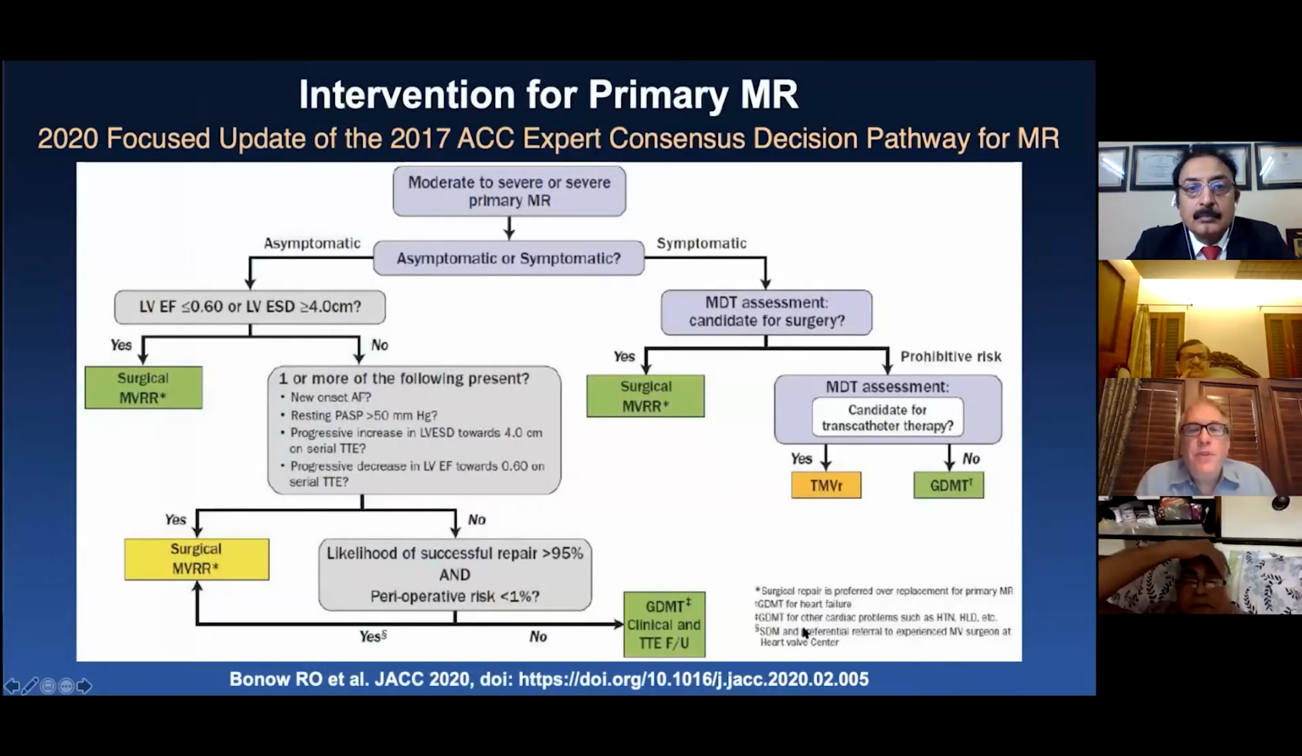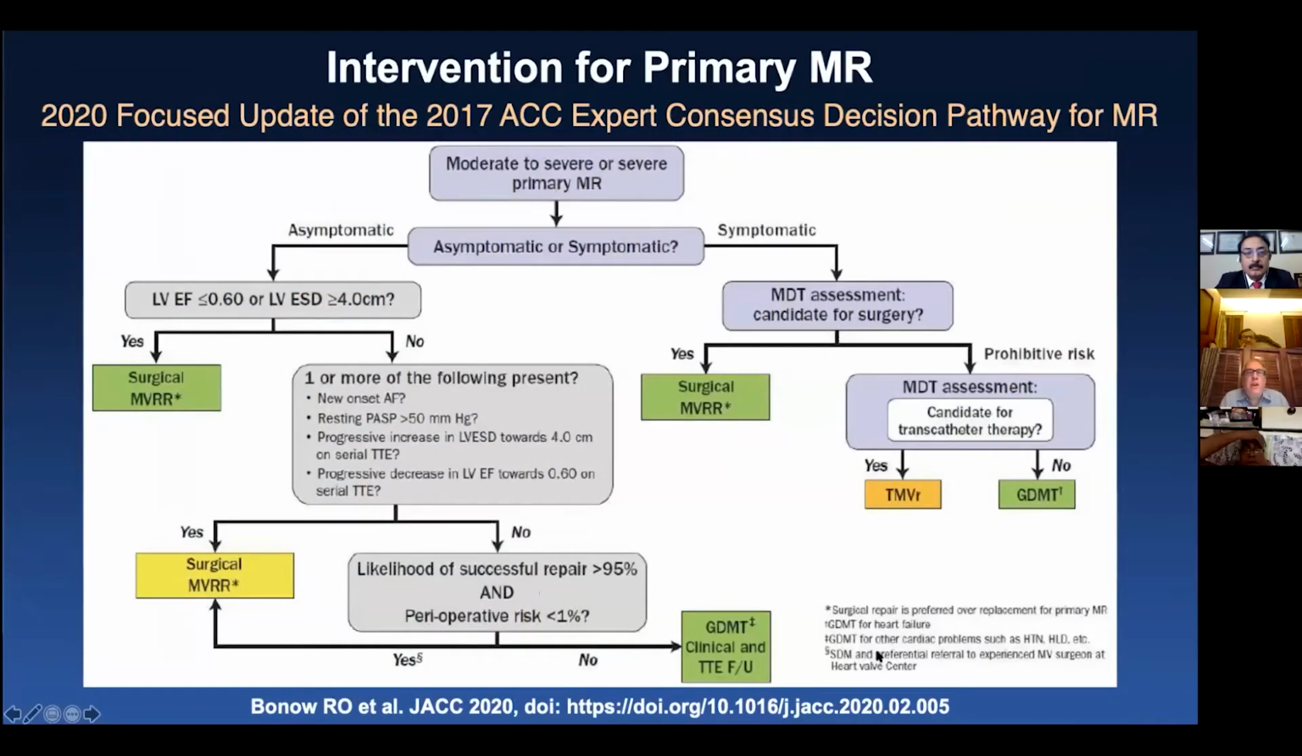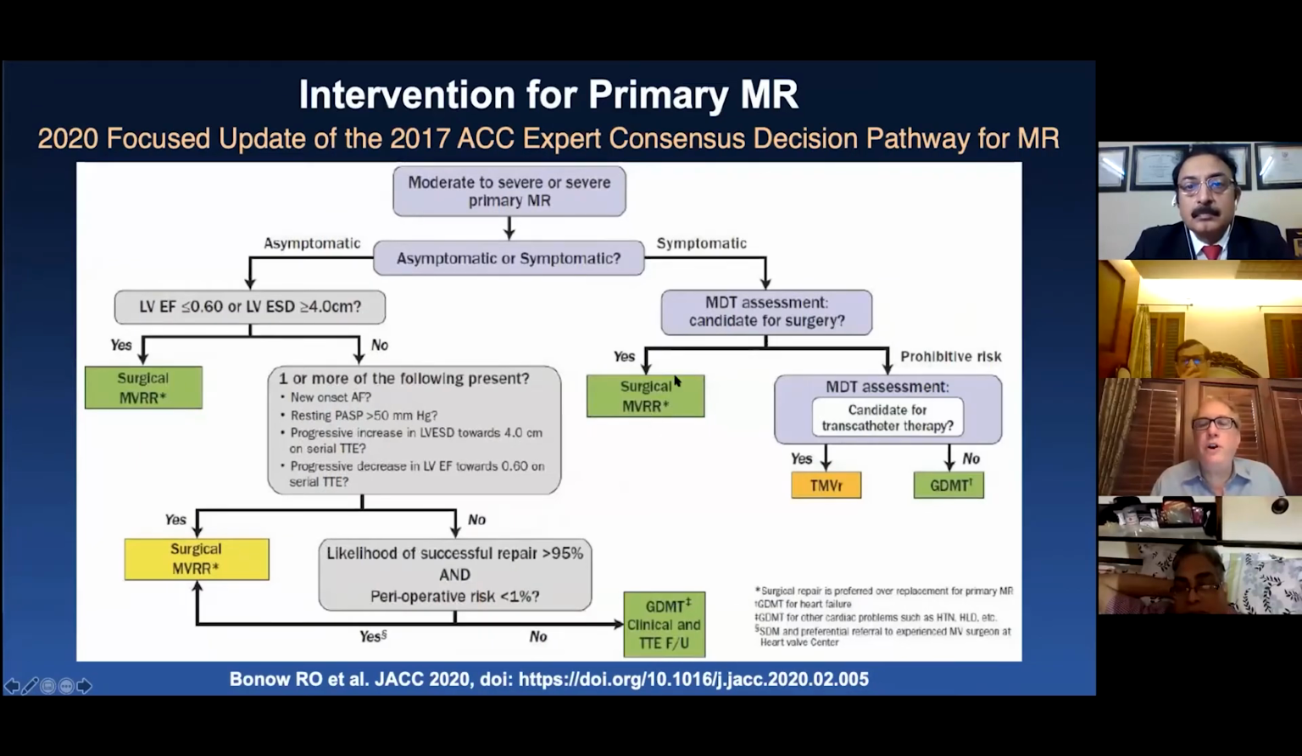So after this, what became clear was that for primary MR, surgery remained the standard of care. And these are the most updated 2020 guidelines from the United States. And you can see here for primary MR, they break it down into whether the patient is asymptomatic or symptomatic, and then according to left ventricular function and hemodynamic measures, they either recommend surgery or medical therapy. But if we look at the symptomatic patients, if the patient is considered a candidate for surgery, then surgical mitral valve repair or replacement, with repair strongly preferred, is the standard of care, and that's class 1.